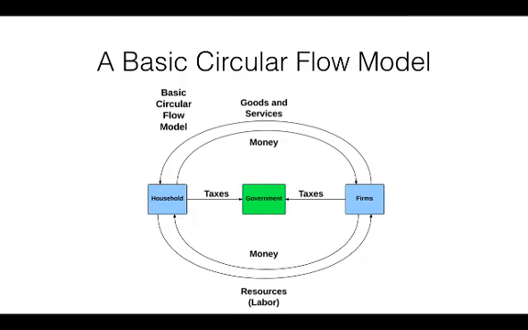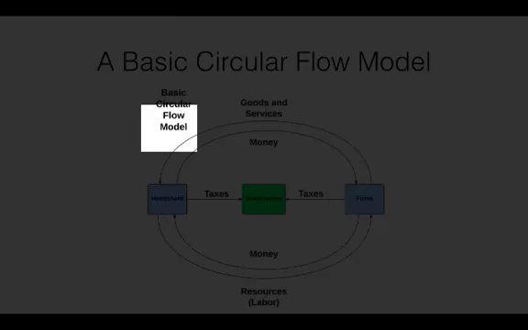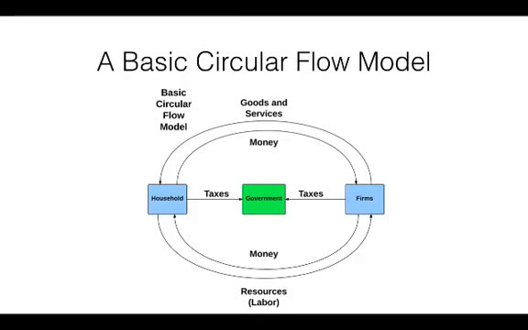Here's a very basic circular flow model. As you guys can see, there are two blue boxes. Those blue boxes represent the two largest players in the circular flow model and in our economy as a whole. We have the household on the left-hand side and the firm on the right-hand side.